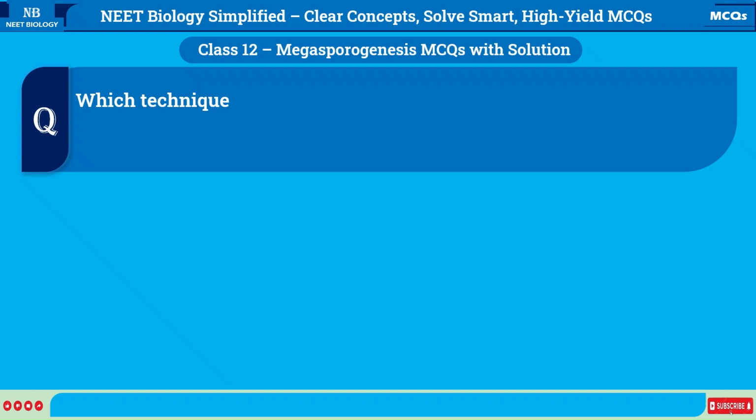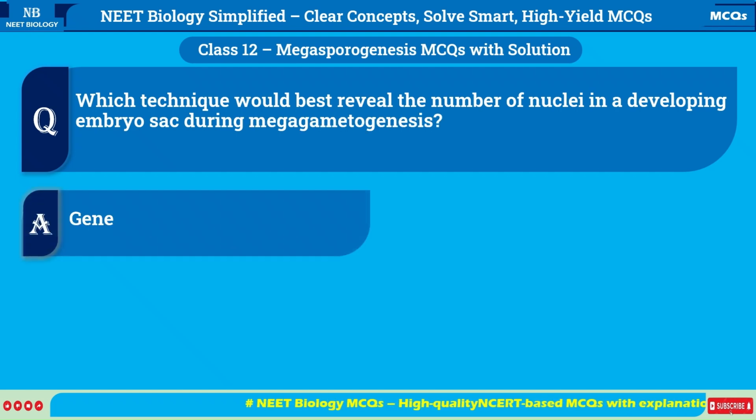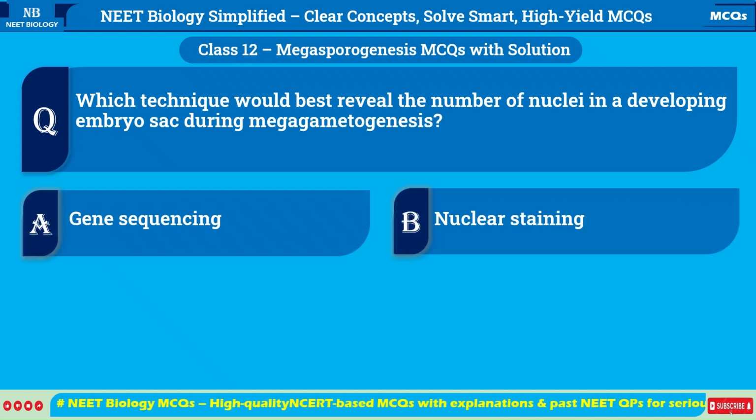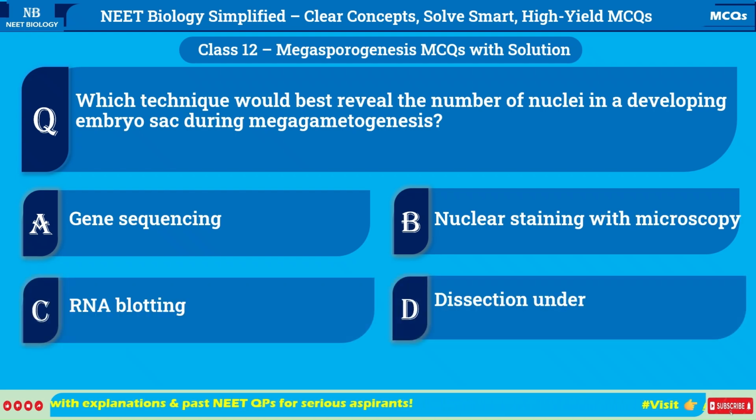Which technique would best reveal the number of nuclei in a developing embryo sac during megagametogenesis? A. Gene sequencing. B. Nuclear staining with microscopy. C. RNA blotting. D. Dissection under UV light.